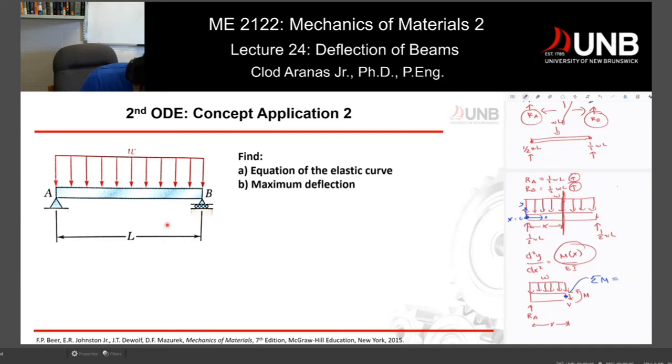Once you sum the moment at this point to 0, and you can do this as practice, what you will get is the following. Your M is equal to omega L over 2 times x, minus 1/2 omega x squared, and we're going to discuss it one by one. So how did we get this number? Your R sub A is equal to 1/2 WL. So now I have a length of x.